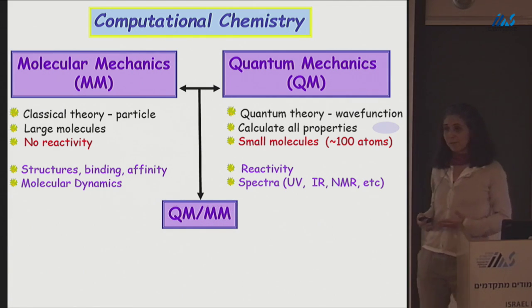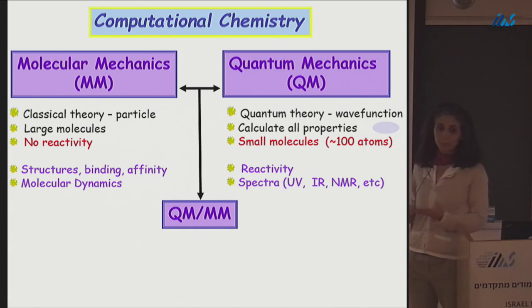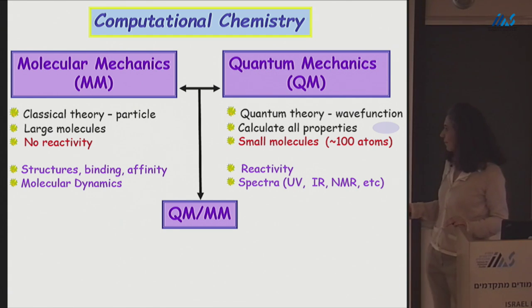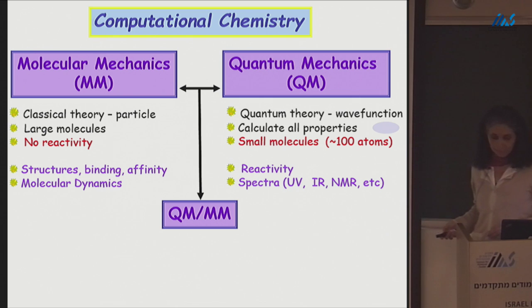However, what happens if we want to calculate reactivity within a large system, for example, within a protein? For that, we cannot use only quantum mechanics because it's too big, and we do have to consider the effect of the protein on the reaction. On the other hand, molecular mechanics cannot calculate reactivity because we either have a bond or we don't. There's no such thing as a partial bond in molecular mechanics. And that's where the combination of QM with MM comes in.